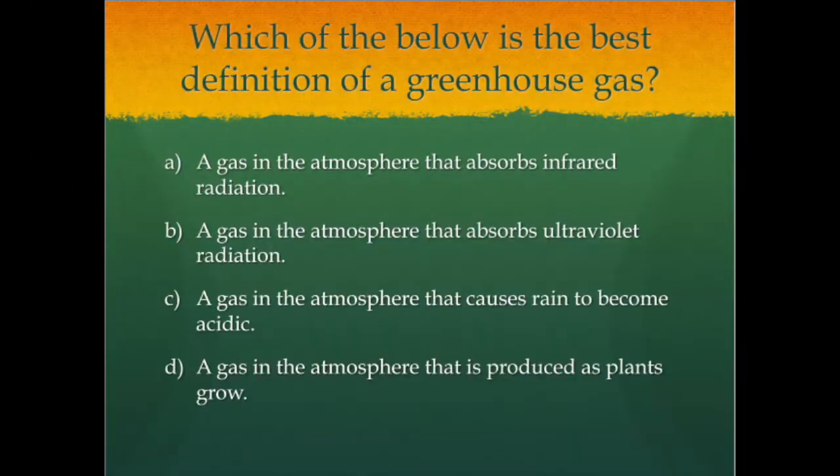But before we dive into the wonders of science, I would first like to ask you all a question. Which of the below is the best definition of a greenhouse gas? A gas in the atmosphere that absorbs infrared radiation, a gas in the atmosphere that absorbs ultraviolet radiation, a gas in the atmosphere that causes rain to become acidic, or a gas in the atmosphere that is produced as plants grow? The correct answer is a gas in the atmosphere that absorbs infrared radiation.